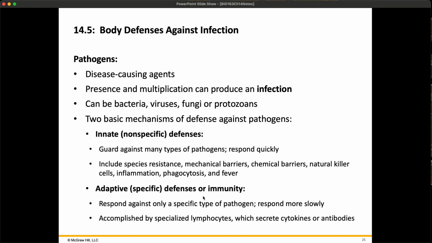The adaptive is more specific, so it's something that your body learns and gears towards the specific pathogens you're exposed to. It's one of those reasons why kids get sick all the time. They're being exposed to a lot of new things that their body's never seen before. They get some immunity from their parents, especially through breastfeeding. That provides a kind of passive immunity, allowing antibodies to help fight infections during those first few months.